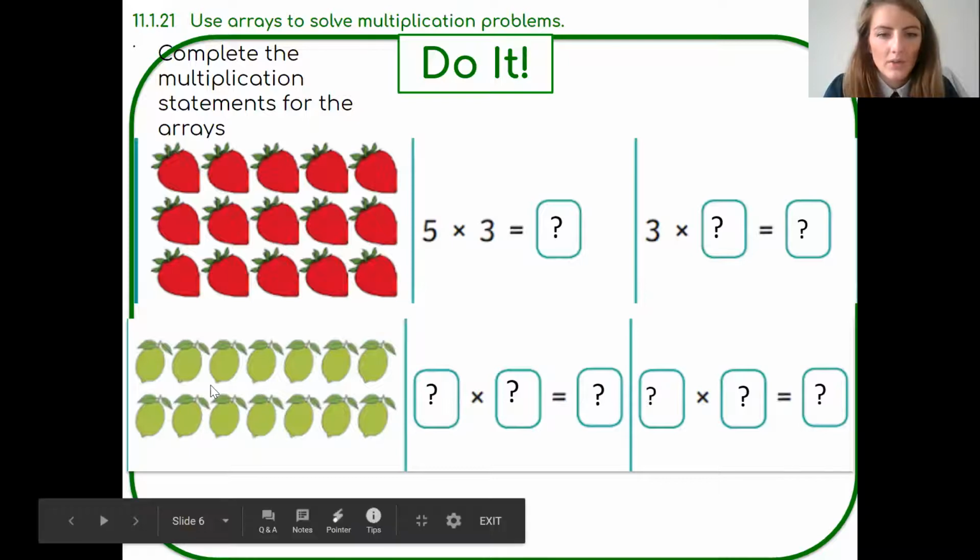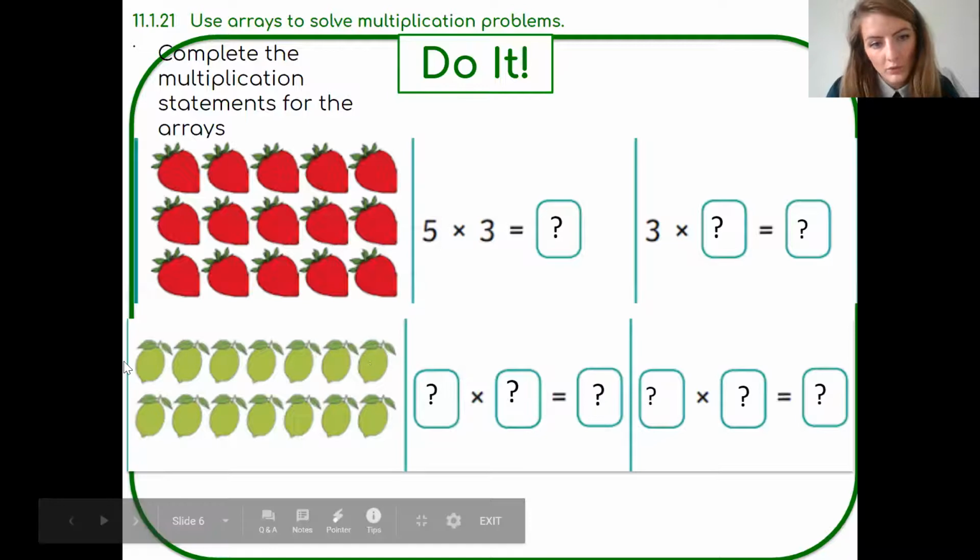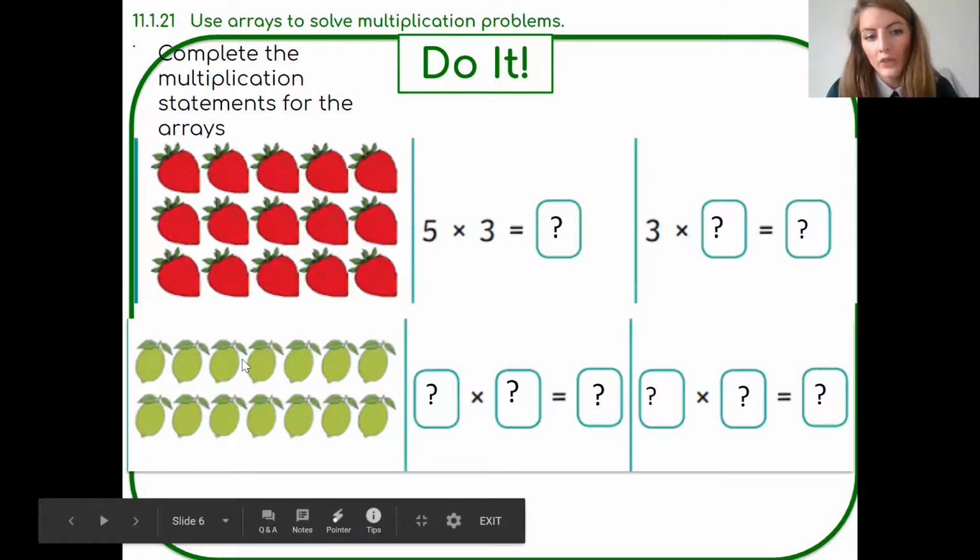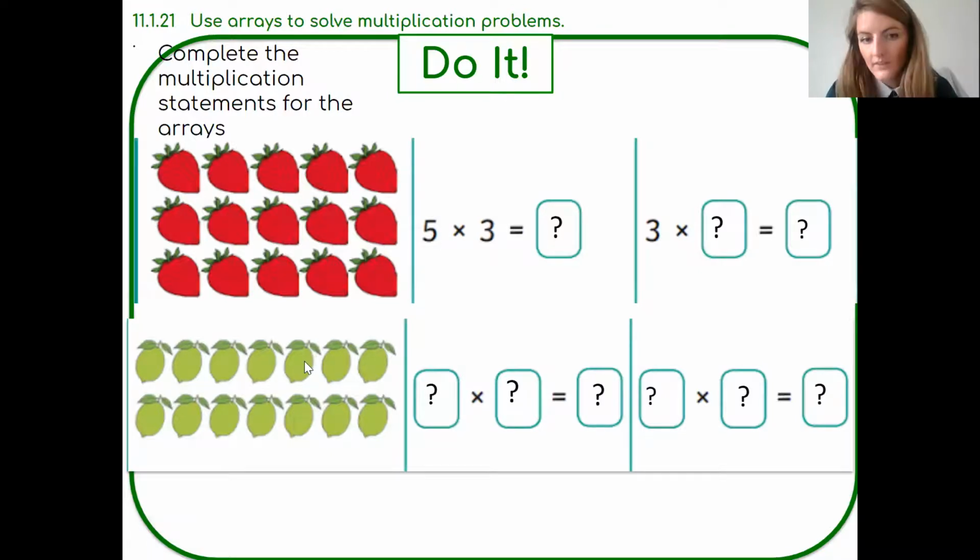Now the next one, you could do rows first or you could do columns. So I like to do rows first. So we've got 2 rows, so 2 equal groups with how many in each group? 1, 2, 3. Okay.